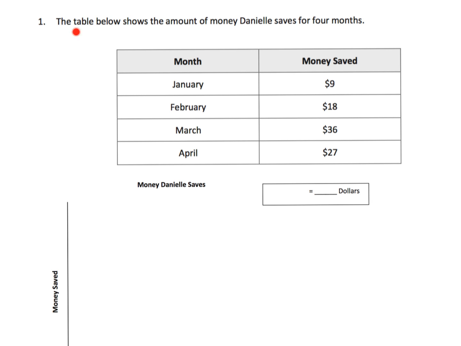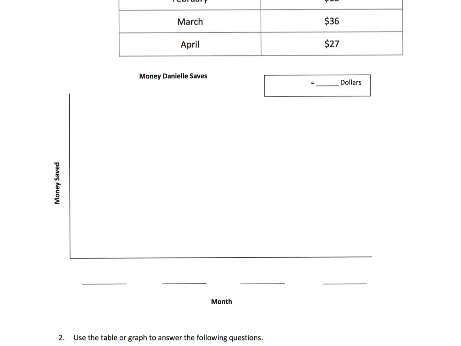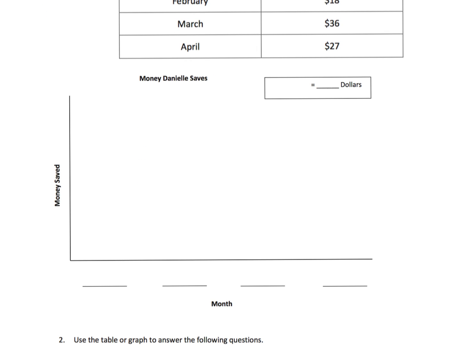So we have a table that shows the amount of money that Danielle saves for 4 months. So in January, she saved $9. February, she saved $18. March, she saved $36. Ooh, that was a good month for her. And then April, she saved $27. And the idea is now we're going to take that data in the table and record it in a picture graph.